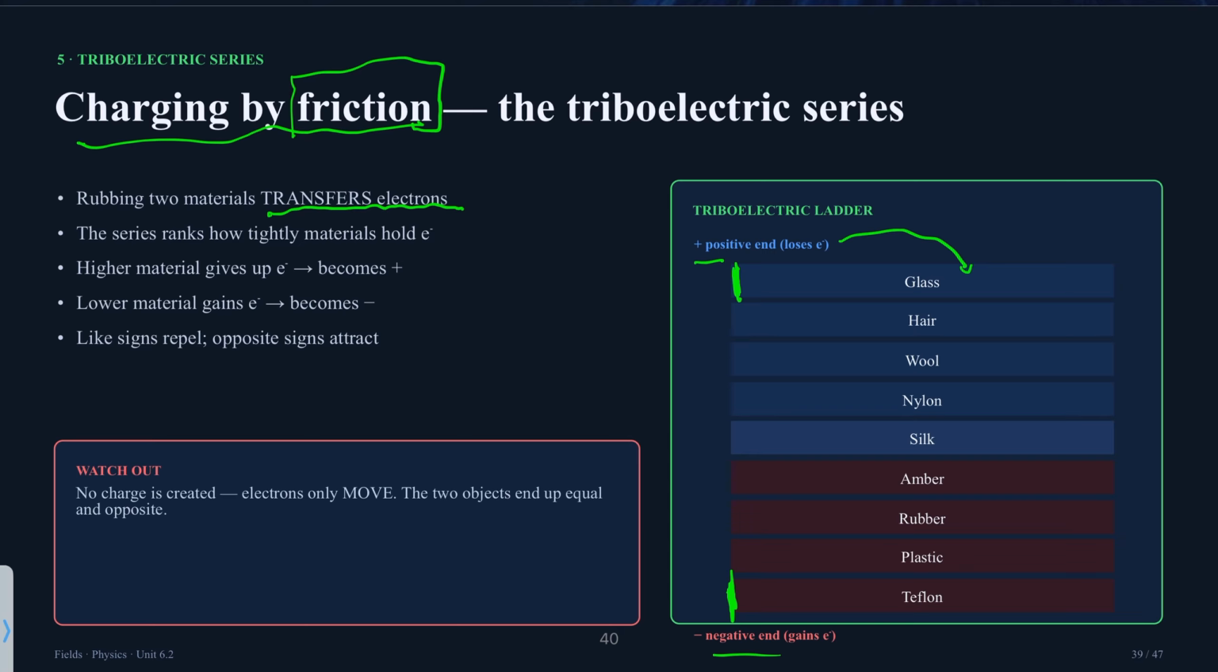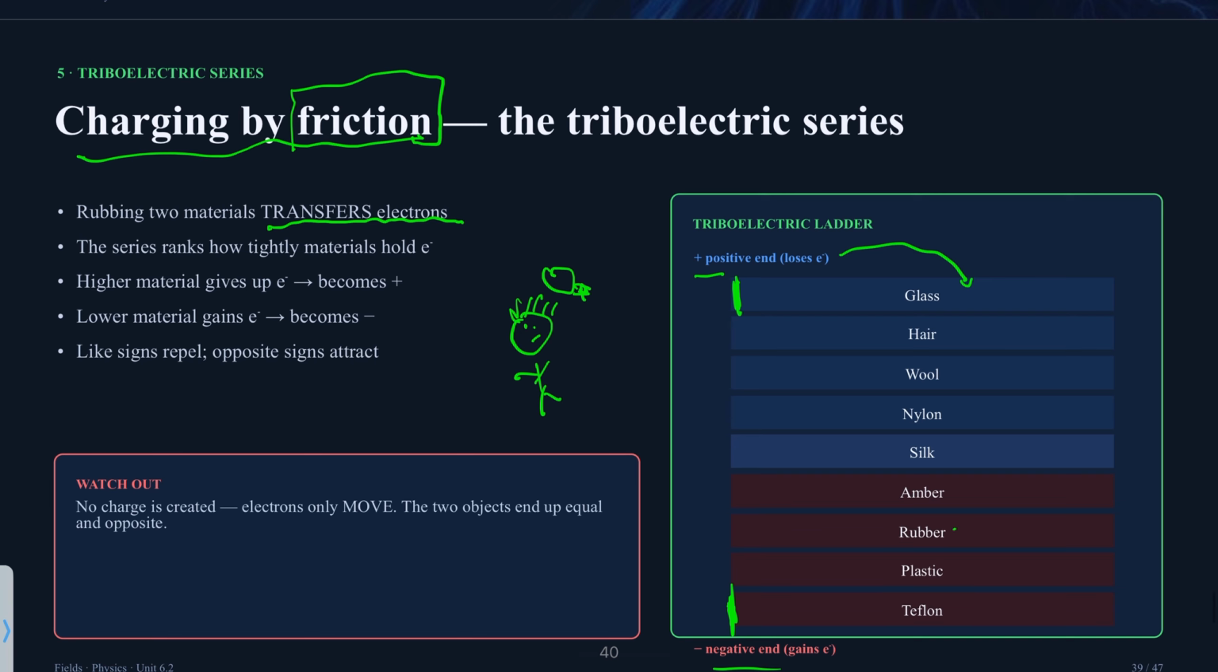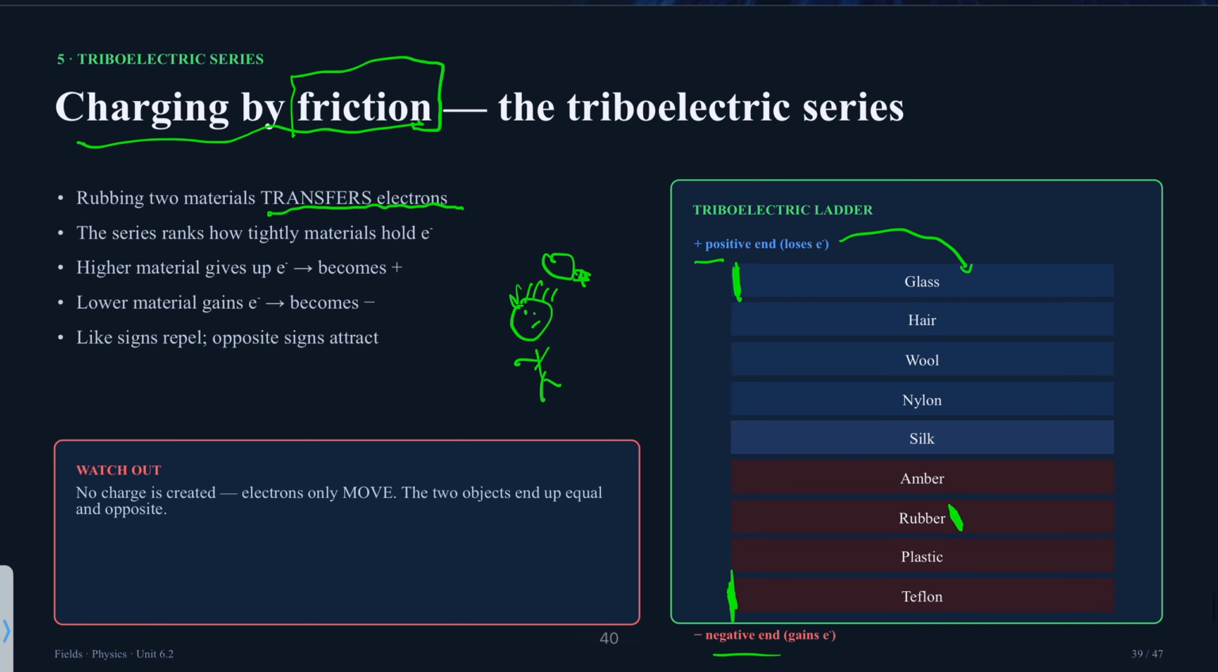So in the scenario where I rub my hair on the balloon, the balloon is made of plastic, or sorry, actually rubber, probably. Rubber, right? And my hair is here. So my hair is on the positive end, which means it's more likely to lose electrons. And my rubber is on the negative end, which means it's more likely to gain electrons. So rubber takes electrons from my hair. And that's what this series is about.